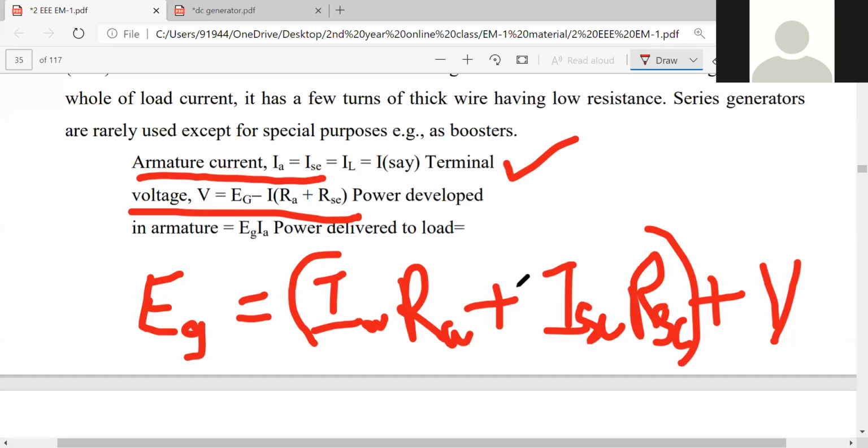ISC RSC. Next, ISC equals IA, because both are the same. Series current equals armature current and IL, all three currents are equal. That is I. So that's why this is I into RA plus RS, armature resistance plus series resistance.